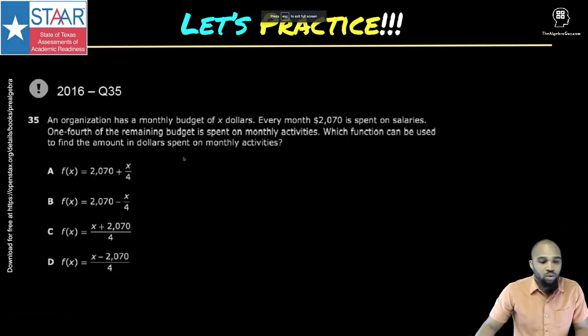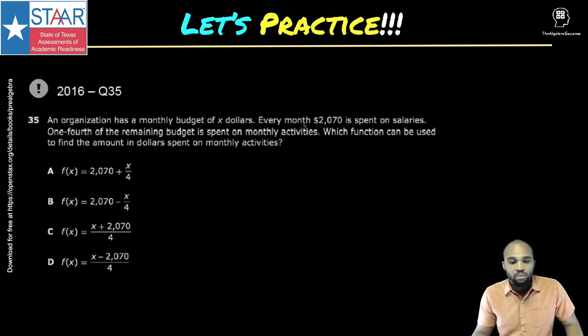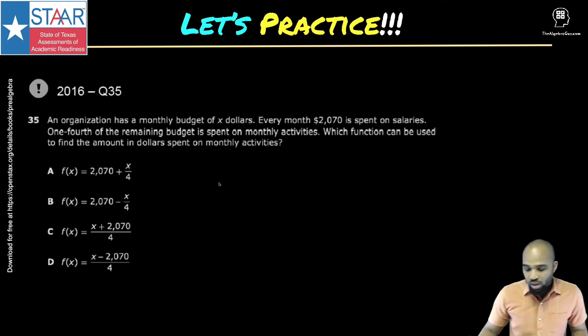All right, so an organization has a monthly budget of so many dollars, X dollars. Every month, $2,070 is spent on salaries. 1/4 of the remaining budget is spent on monthly activities. Which function can be used to find the amount in dollars spent on monthly activities? So I told you we have verbal descriptions also when writing equations. So every month, every single month, 2,070 is spent on salaries. So which one is that going to represent?